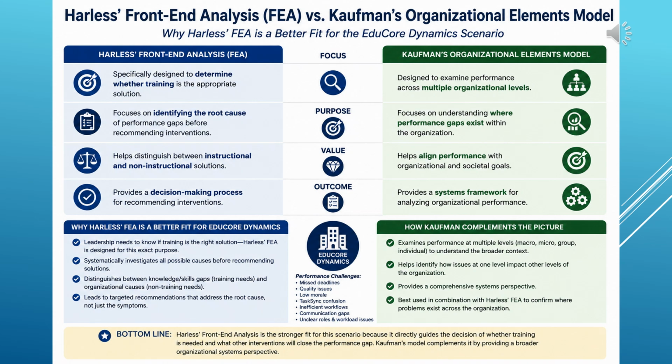However, in comparing these two, I did see that Kaufman does complement Harless's FEA by examining the performance at multiple levels, the macro, micro, and group and individual, to understand the broader context. It helps identify how issues at one level impact the other levels of the organization and provides a comprehensive systems perspective. It's best used in combination with Harless's FEA to confirm where problems exist across the organization.